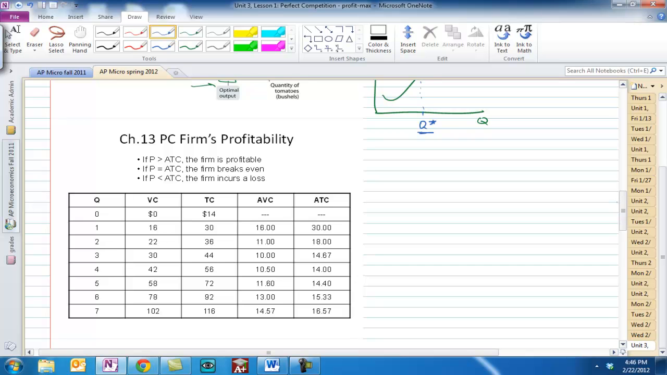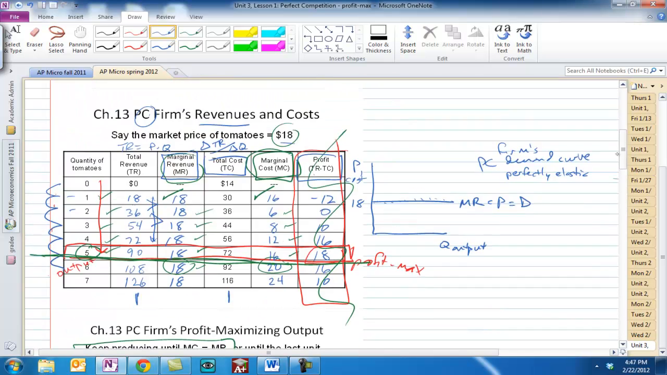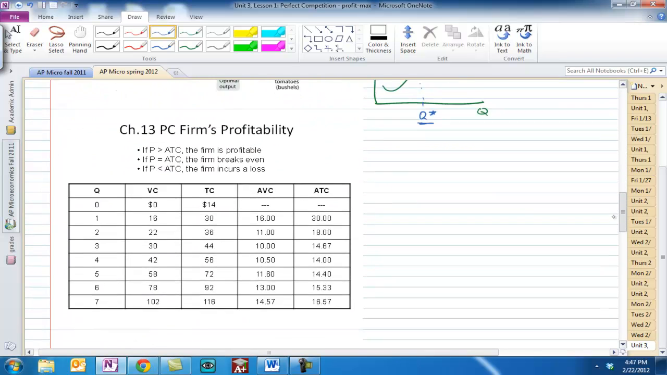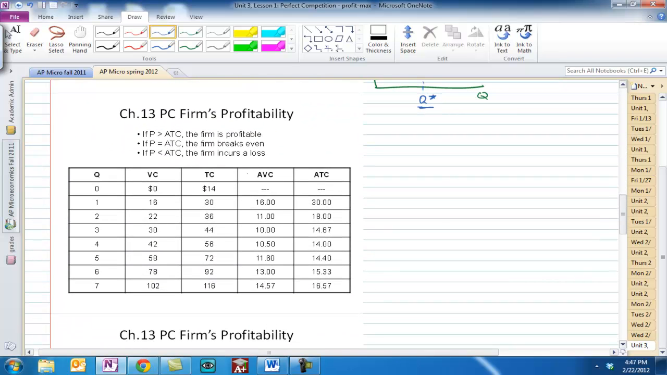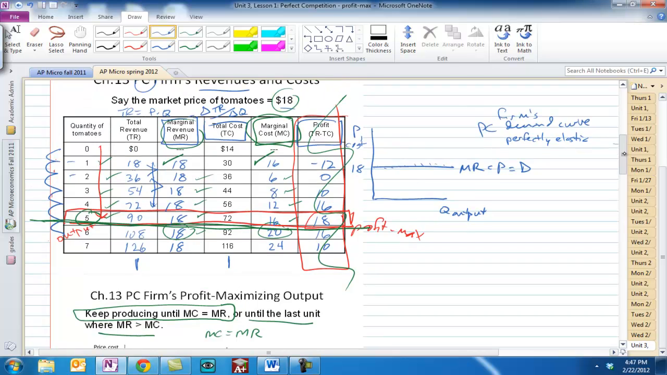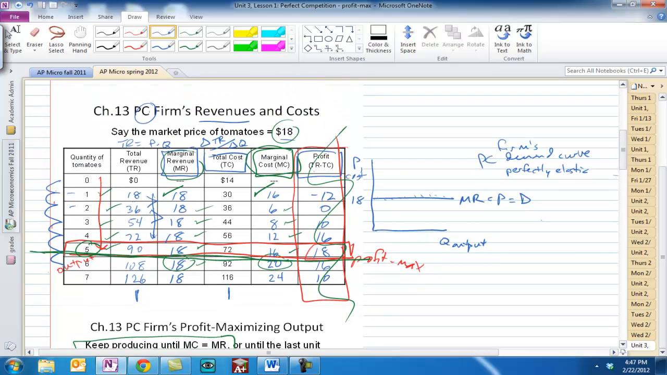So let's start with, here's another table that just takes the same data that we had up in this table and then extends it to find the average variable cost and average total cost, because we're going to talk a little bit about the relationships of those and the firm's profitability. But let's just start by talking about how the profit would change if the price were different than $18. Okay, so I'm going to erase all of this here.